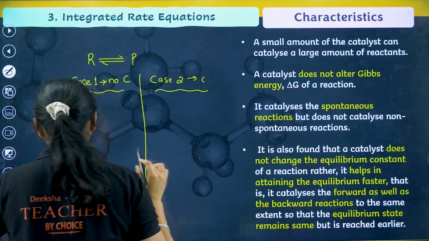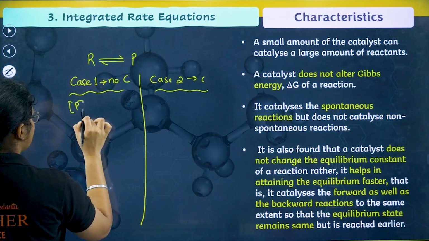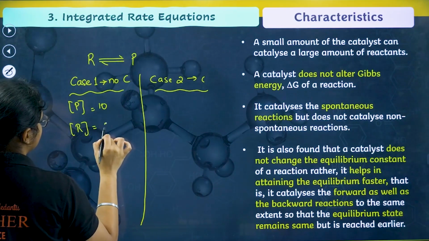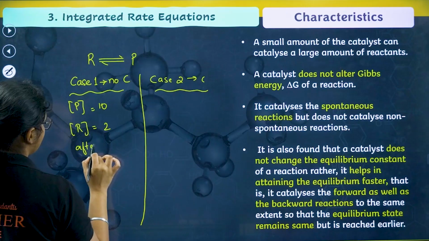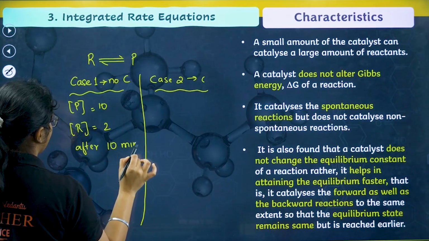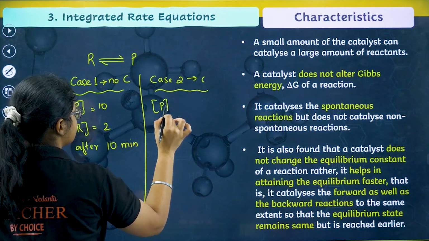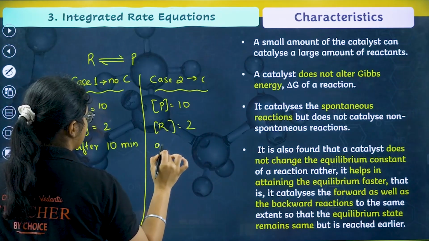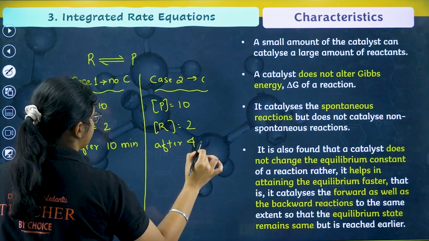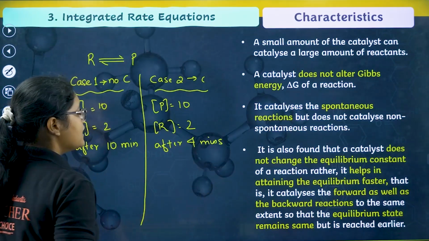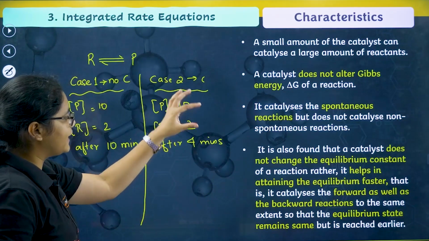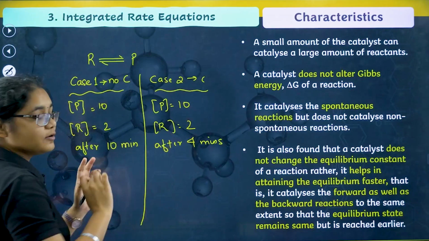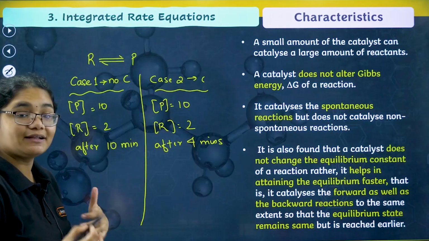So now suppose here, the product concentration is 10 moles and the reactant concentration is 2 moles, and it takes 10 minutes. Okay, here the product concentration is 10 moles, the reactant concentration is 2 moles, but the time taken was only 4 minutes. Now how does it happen that the rate has been increased but still the K value, the product and reactant concentration with the catalyst, remain the same? Why does it remain the same?